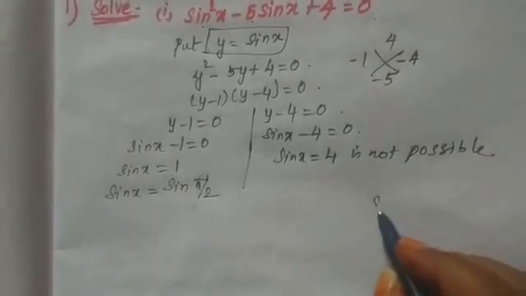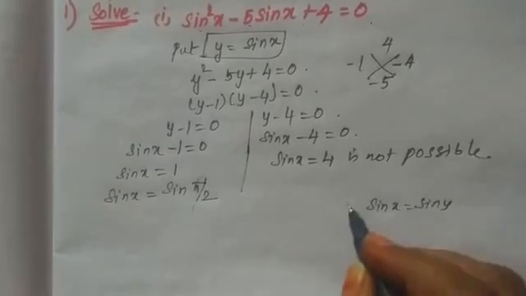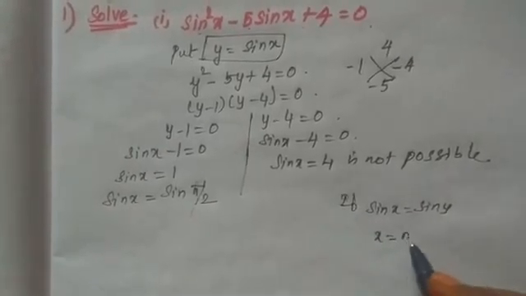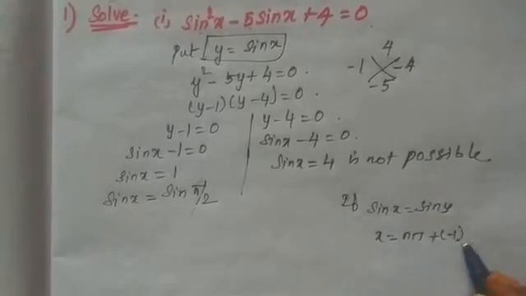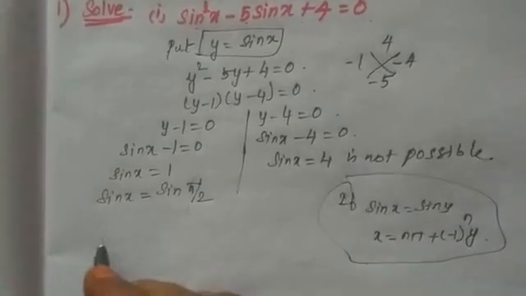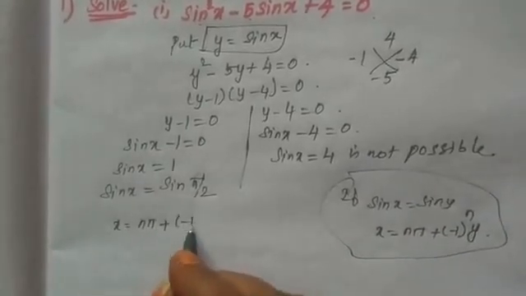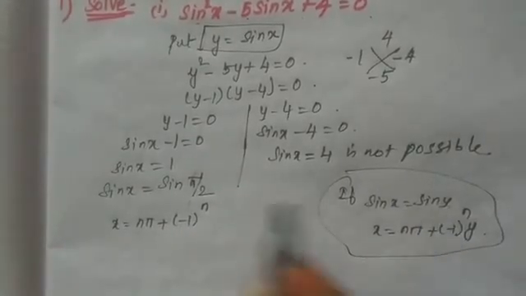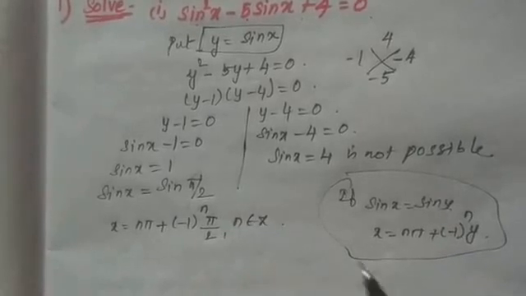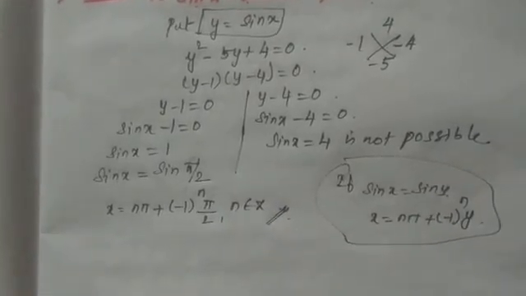So we know that if sin x = sin y, the generalization is x = nπ + (−1)ⁿ y. By using this, I am going to write the solution as x = nπ + (−1)ⁿ · π/2, where n belongs to integers. Now this will be the solution for this problem.